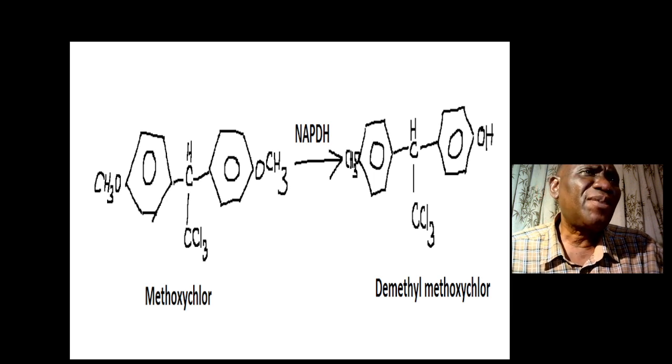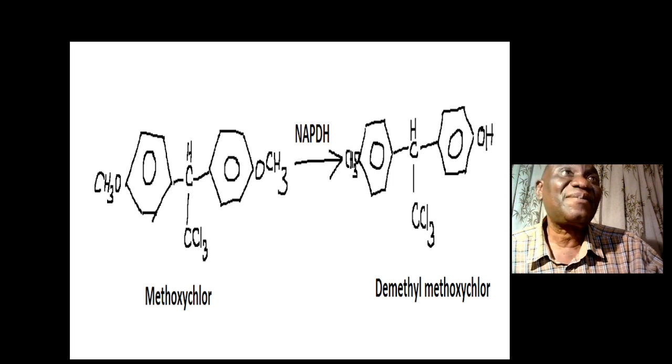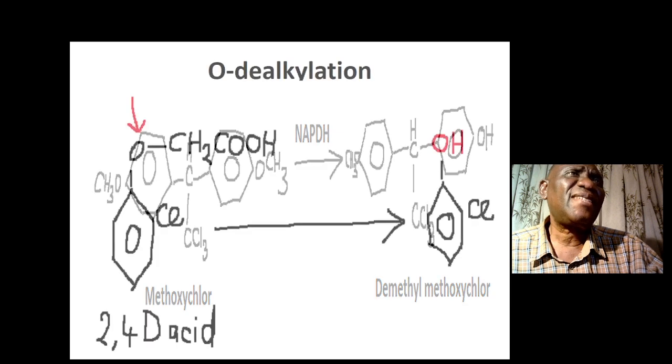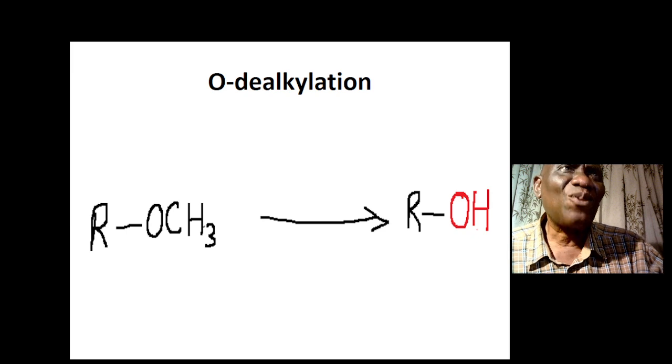Here we've got methoxychlor. I think this is an insecticide. Here we can affect this part because it has oxygen and CH3. Like I said, if you have this, this is the key which will tell you what sort of reaction is going to take place. It's O-dealkylation.